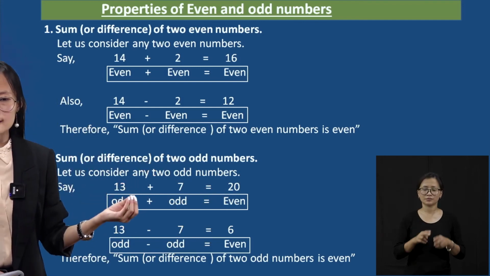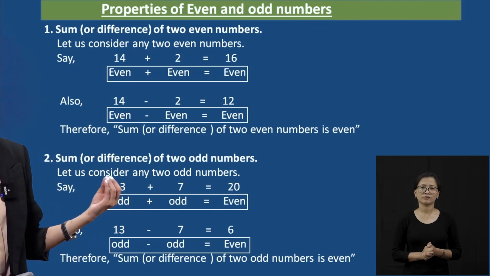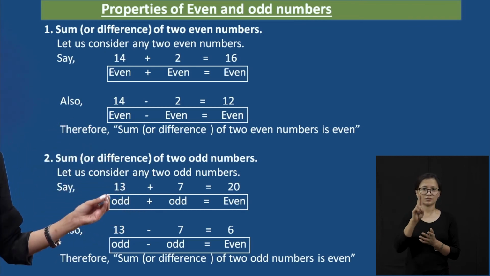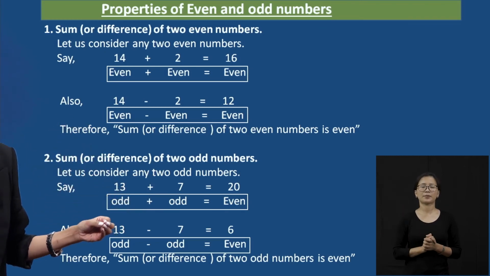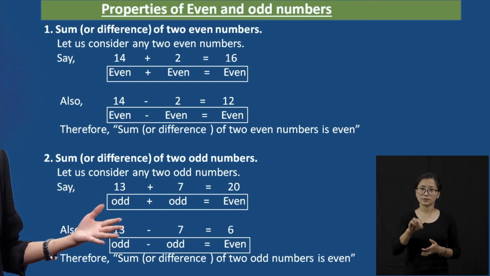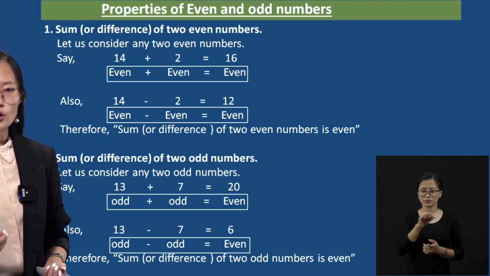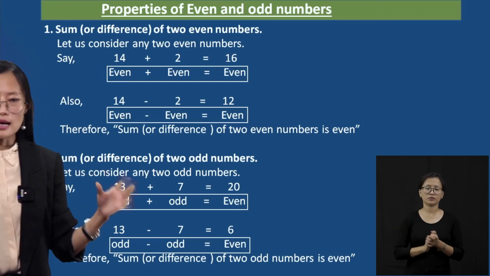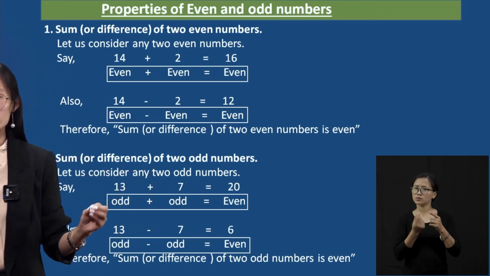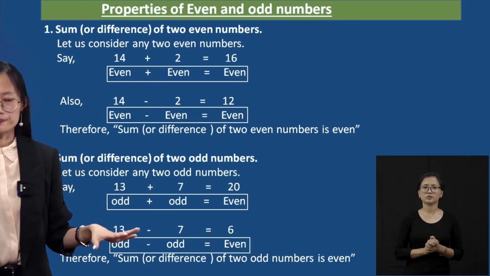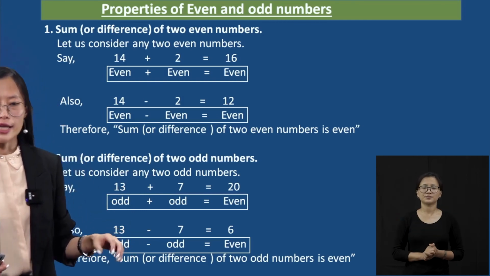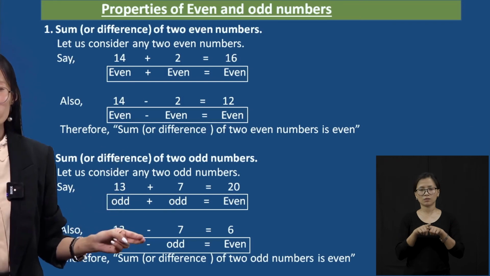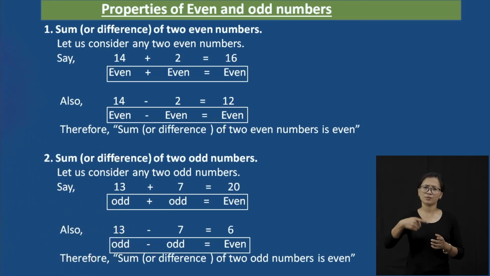Another, the differences. Let's talk about the differences now. So 14 minus 2, taking the same numbers, we subtract. We get 12, which is also even. So therefore, the sum or differences of two even numbers is even. Addition or subtraction of two even numbers will always be even.